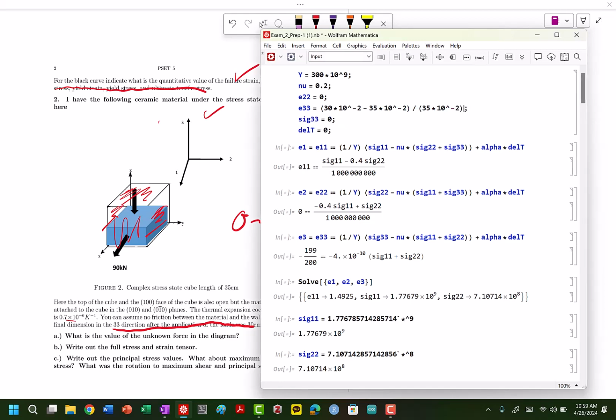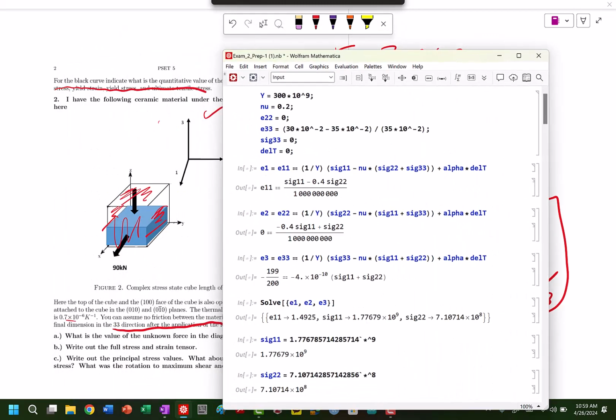All right, what else do we know? We also know that sig11 is going to be equal to basically 90 times 10 to the 3, positive because we're in tension, divided by 35 times 10 to the minus 2, squared. Minus 2. Oops. Minus 2. Let's make sure.